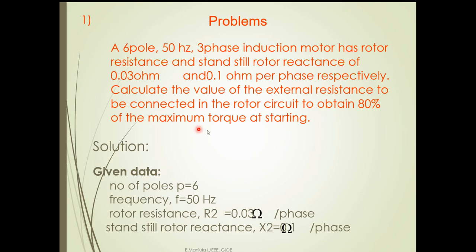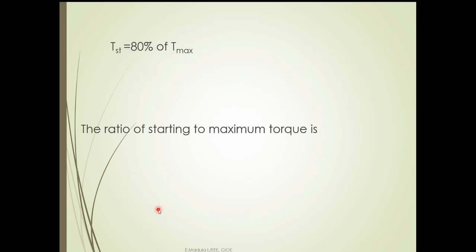So here the starting torque is 80 percent of the maximum torque. In order to get the starting torque to be 80 percent of the maximum torque, they are adding an external resistance. Adding external resistance is only possible in a slip ring induction motor. So this is a slip ring induction motor problem. Write down all the given data. The starting torque is equal to 80 percent of the maximum torque.